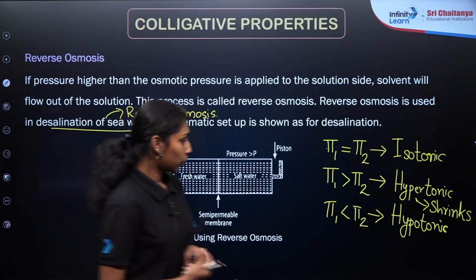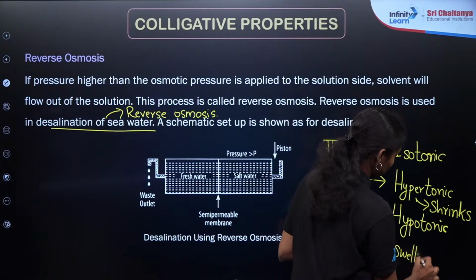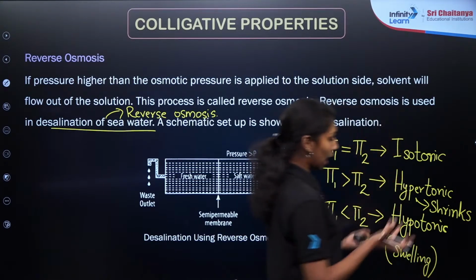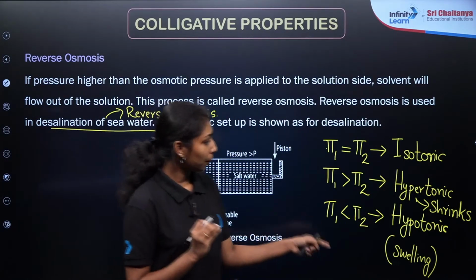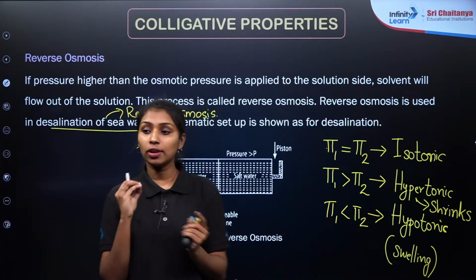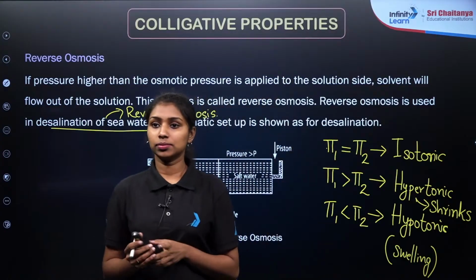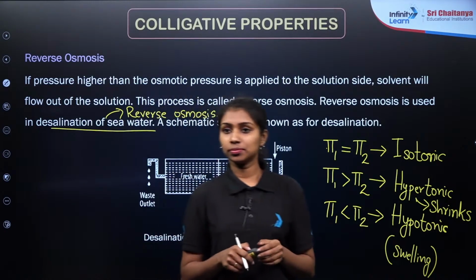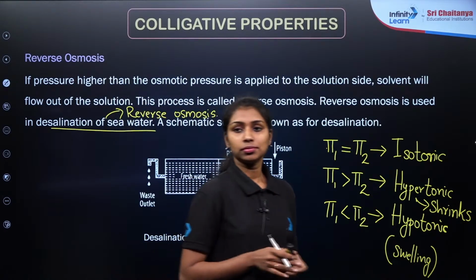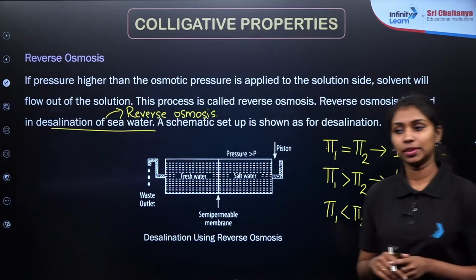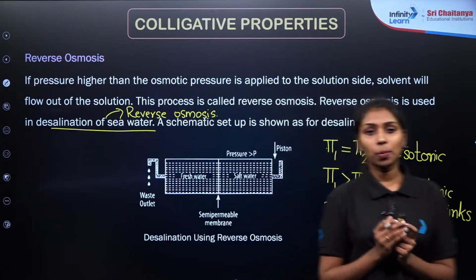If you are talking about a hypotonic solution, obviously swelling happens, right? From the outside, water will come inside, so swelling happens. So this is the condition for the different types of solution, isotonic, hypertonic and hypotonic, based on the colligative property osmotic pressure. I hope you guys understand. Finally, we have covered all the colligative properties. What are the different colligative properties we have already covered?